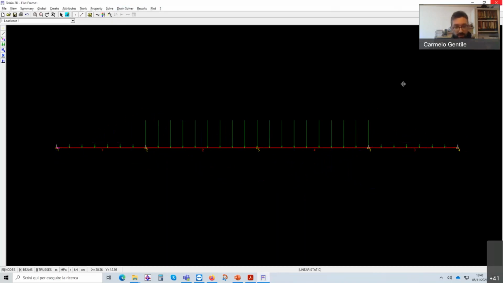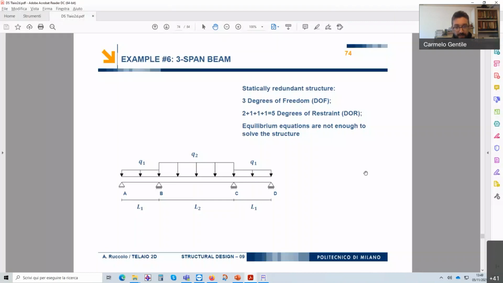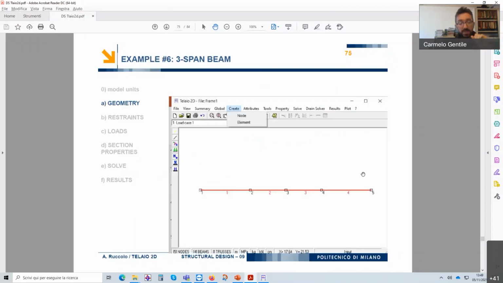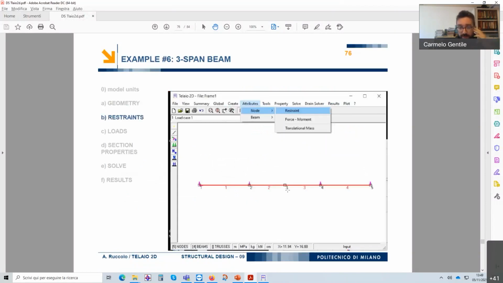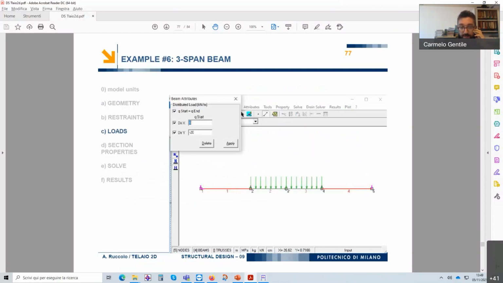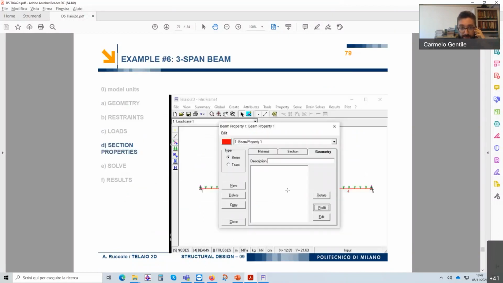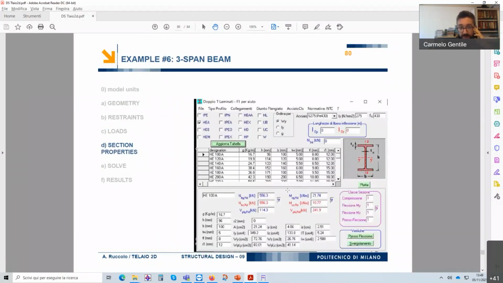We can close. Before closing it, let's just resume everything we did. So we create the geometry. In this case, I started with the internal point, but as you see, I have also been able to create it in post-process. The restraints, the loads, the beam properties.